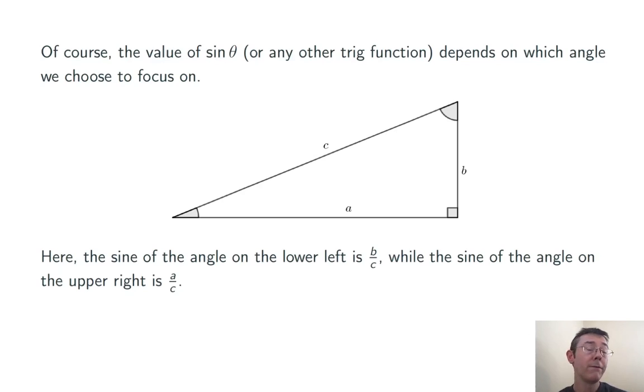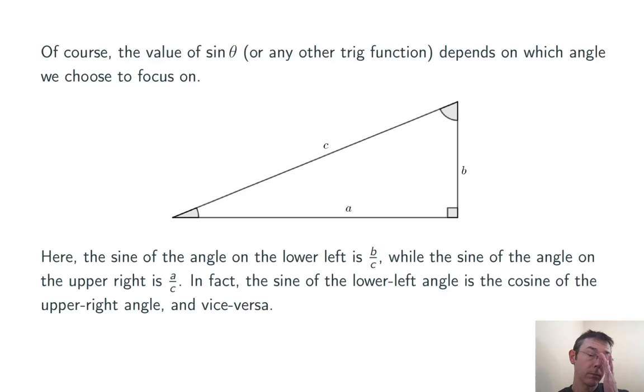Because when I change my focus from one of those angles to the other, I swap the roles of opposite and adjacent. In fact, the sine of the lower left angle is the same as the cosine of the upper right angle, and vice versa.